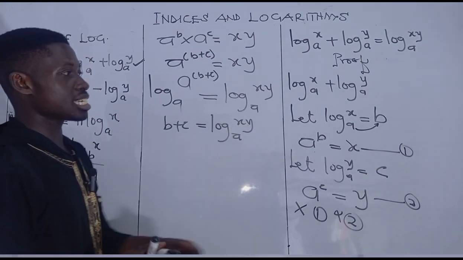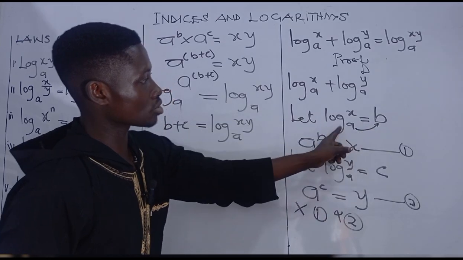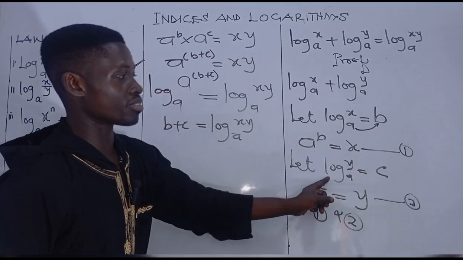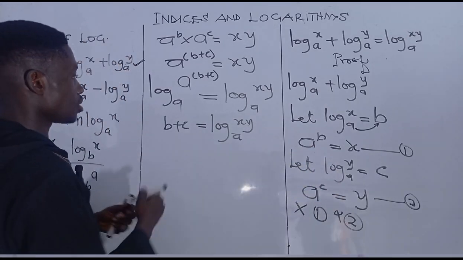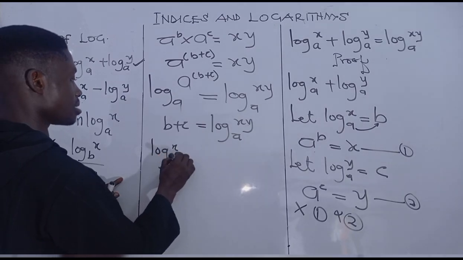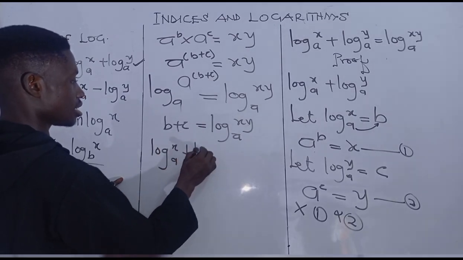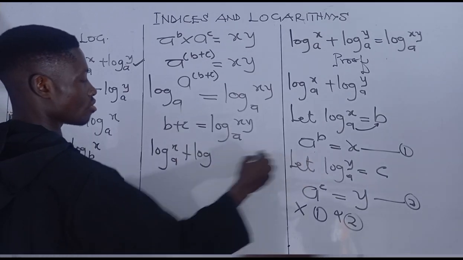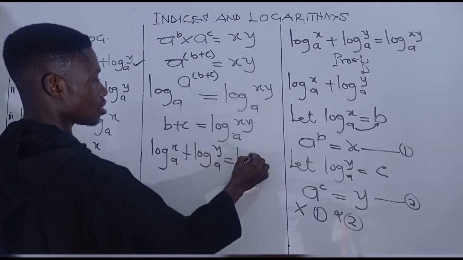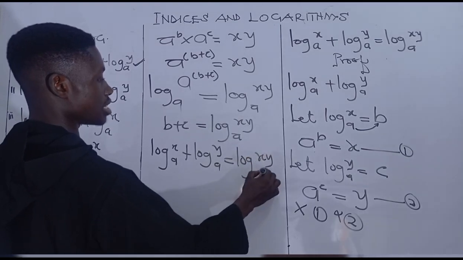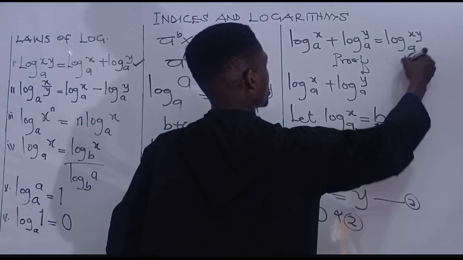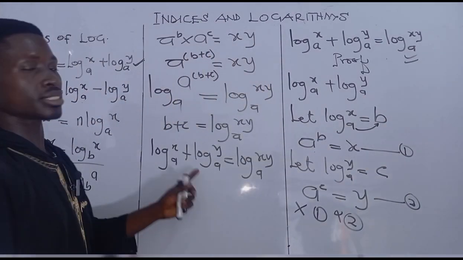Now initially we said that we are letting b is equal to log of x to the base of a, and then c equal to log of y to the base of a. So let's replace them back. So we have b is equal to log of x to the base of a, plus, and then our c is log of y to the base of a, is equal to log of xy to the base of a. And this is the proof of the first one, as easy as that.